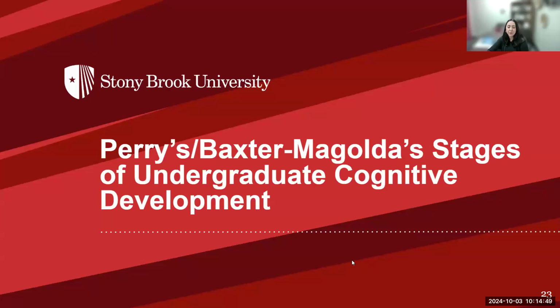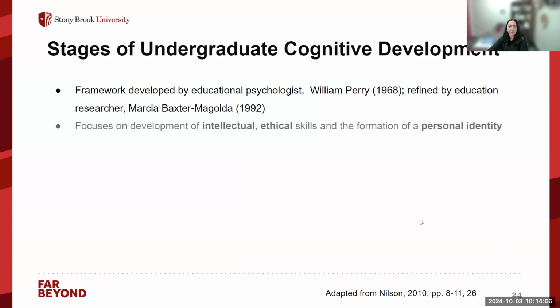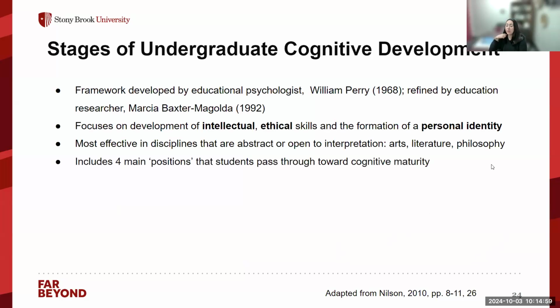Okay, so this one is actually my favorite of the bunch that we're talking about today, Perry's and Baxter-Magolda's stages of undergraduate cognitive development. This was originally created by William Perry in 1968 and then further refined by Marcia Baxter-Magolda in 1992. It focuses on this holistic development of the student throughout their undergraduate years, could be applied to graduate school as well, and their development of intellectual and ethical skills, as well as the formation of their personal identity, their beliefs and values as informed by their education.